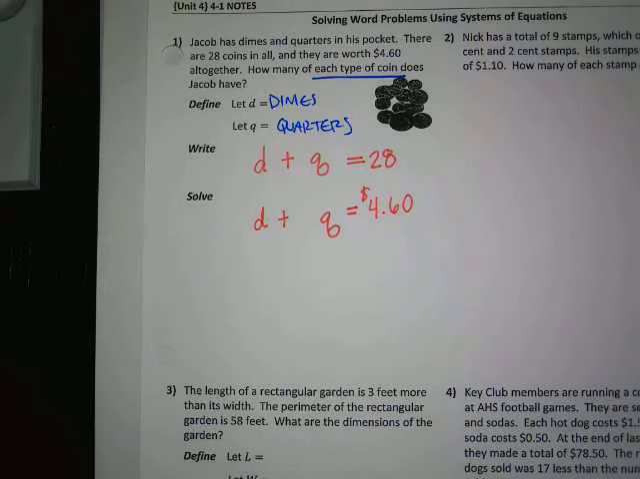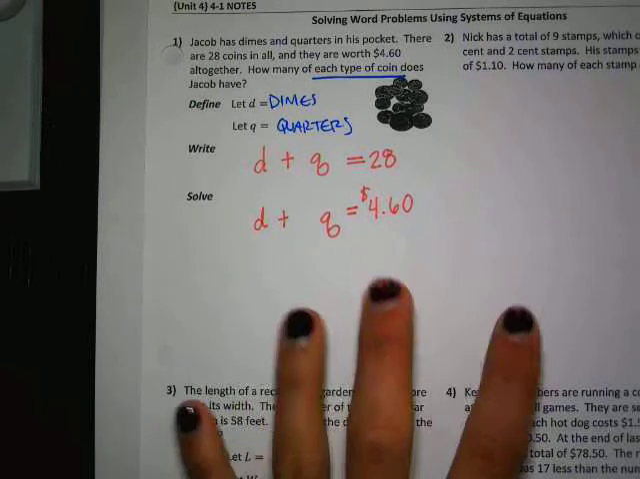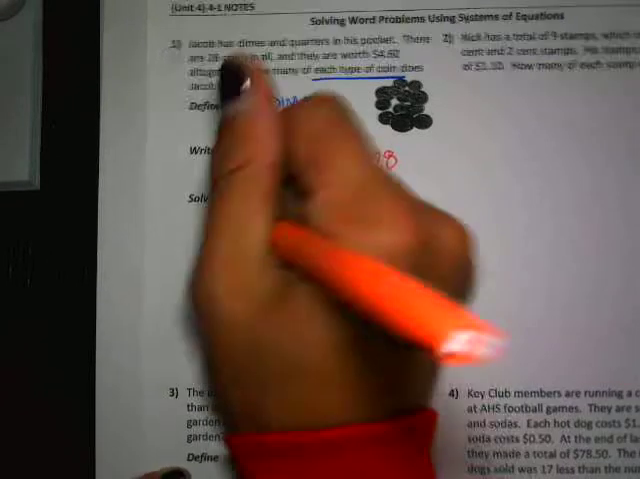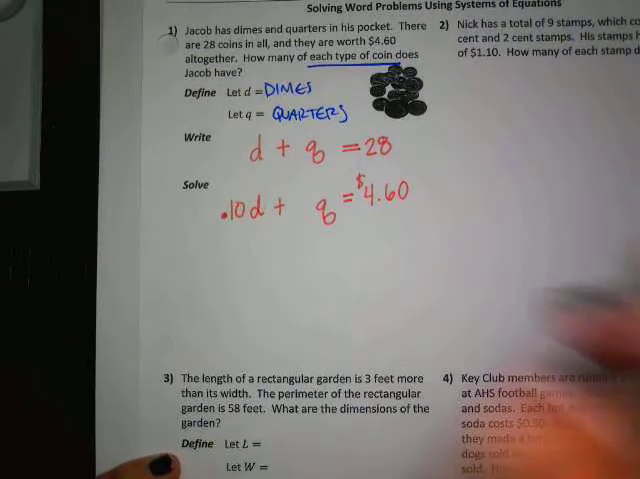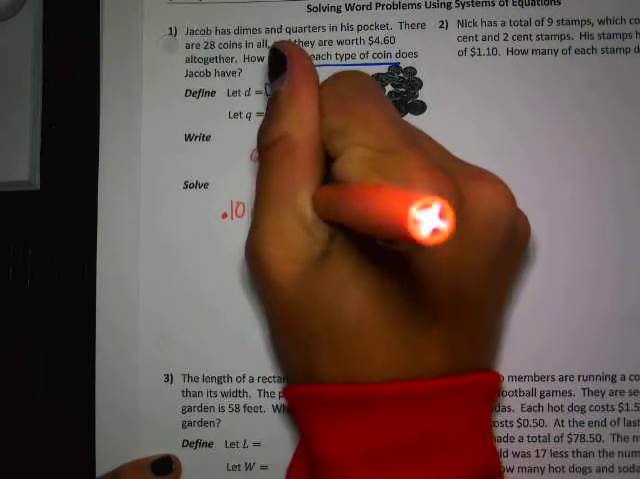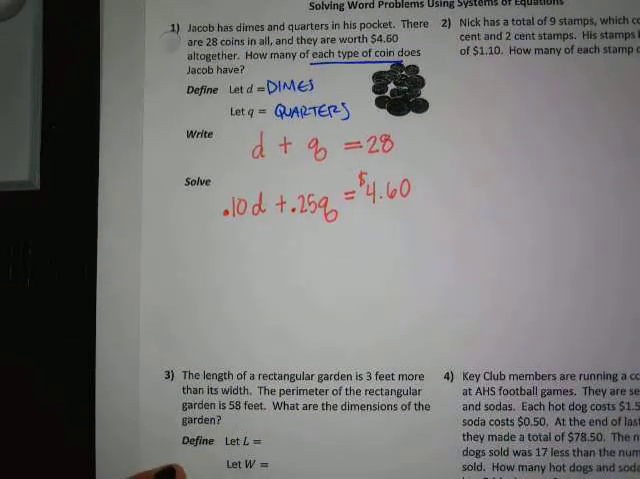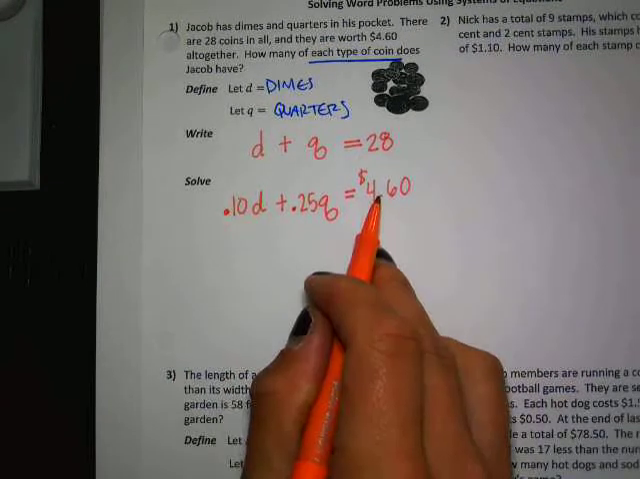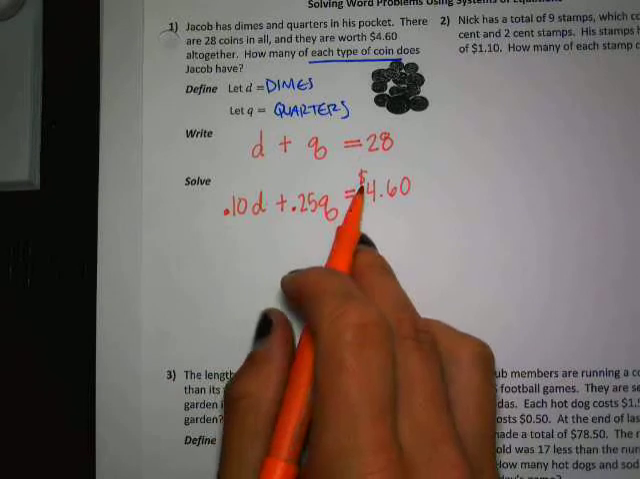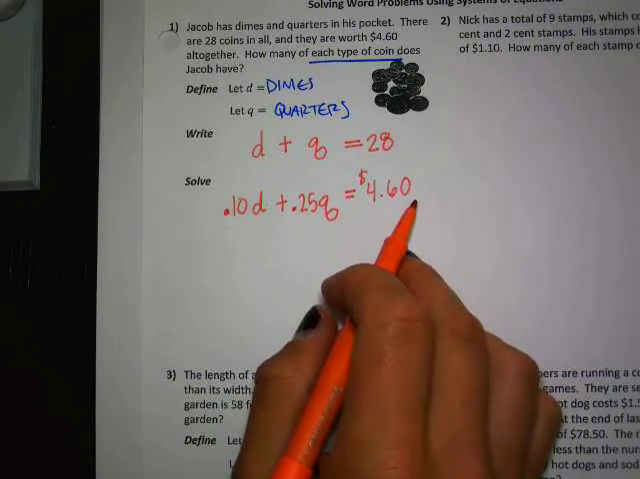But you also need to put in your money. This is your money equation. So dimes are 10 cents. In math, you would write that as 0.10. Quarters are 25 cents. In math, you would write that as 0.25. So this is your money equation. There is money in it. Money stays in the money equation.